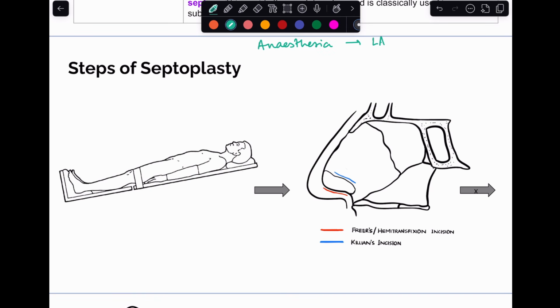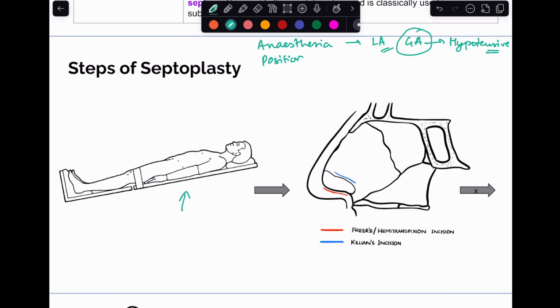So usually in septoplasty, local anesthesia is preferred, but we can also use general anesthesia, especially in children or in apprehensive adults. And even in general anesthesia, we will prefer a hypotensive anesthesia. Next, we'll talk about the position of the patient. So let's look at the position over here.